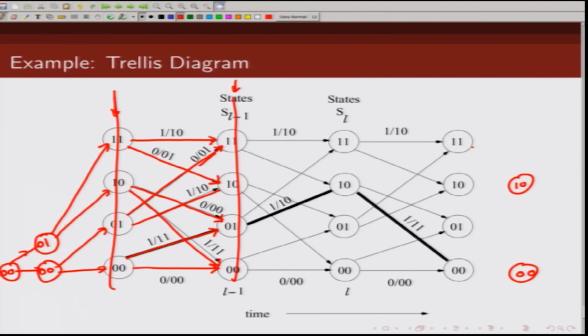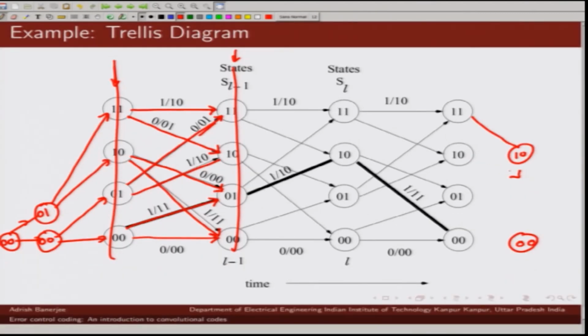From state 1 1, if I get a 0, I move to this state, and from state 0 1, if I get a 1, I move to this state. Similarly, from 1 0, I can move to 0 0 state if I get a 1, and from 0 0, I can move to 0 0 state if I get a 0. And finally, from 0 0 state, if I get a 0, I move to the all 0 state, and from 1 0, I can move to the 0 state if I get a 1. So you can see how the states are evolving with time in the trellis diagram.